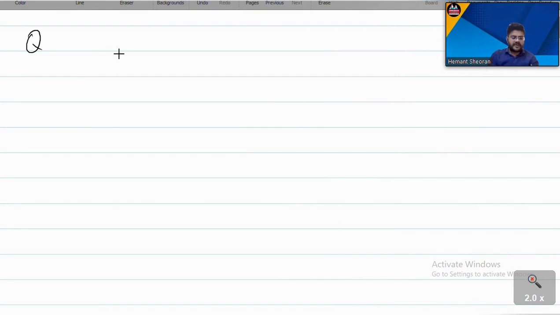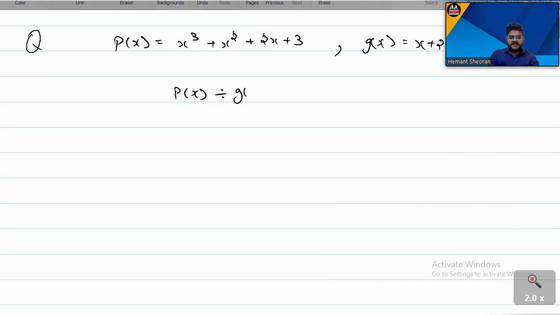So you have to do the division of polynomial px, which is the dividend. The value for this is x cube plus x square plus 2x plus 3. And gx, that is the divisor, is x plus 2. So you have to find out px divided by gx. Be quick.